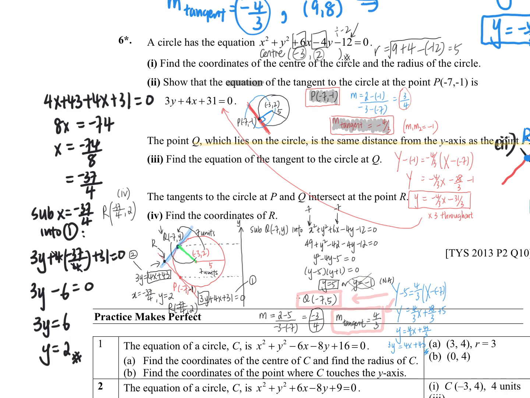How do I get the R? No, because R is the intersection of these two. They say the tangent lines meet at R. So I solve the simultaneous of these two equations.